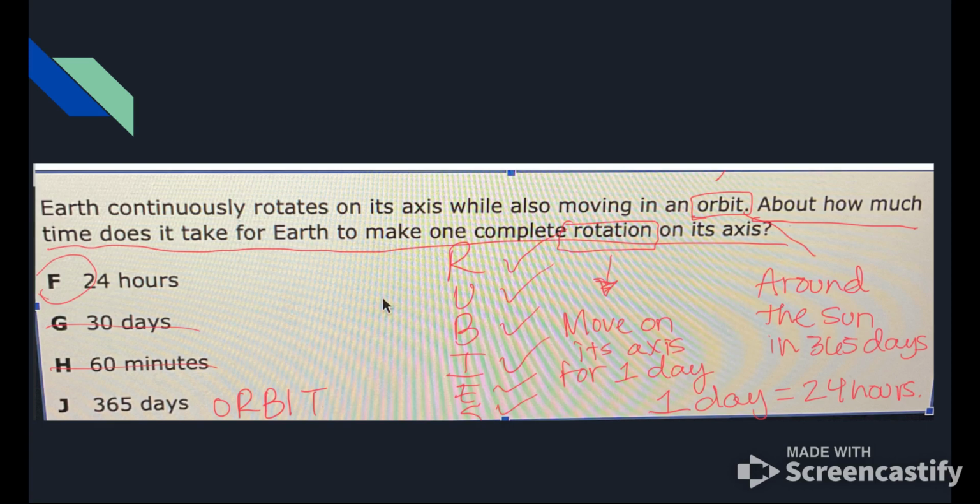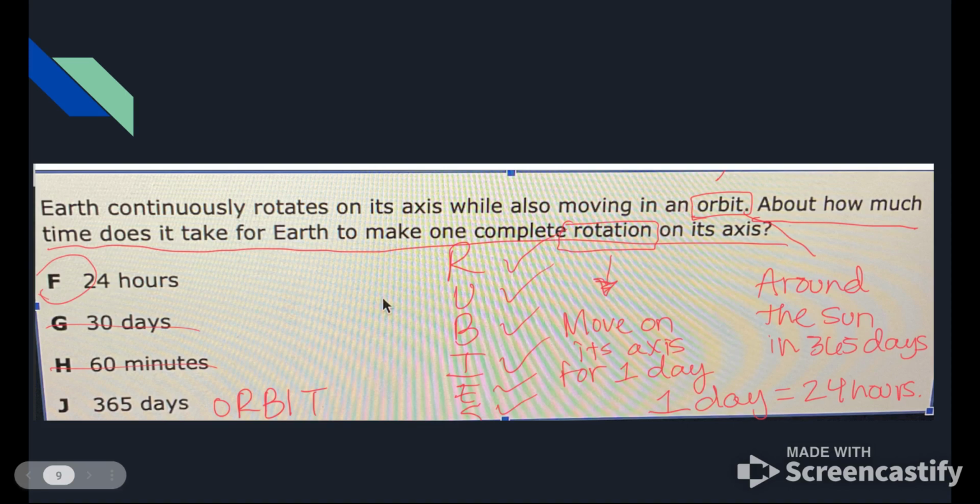Now I have written down my information, broken it down to the things that I know, and I'm going to start eliminating in my answer choices. So I know that 24 hours might be one of the answers because I have it written down. 30 days has nothing to do with rotation or orbit, so I'm going to eliminate it. 60 minutes has nothing to do with rotation or orbit. I'm going to eliminate it as well. And then lastly, we have 365 days.